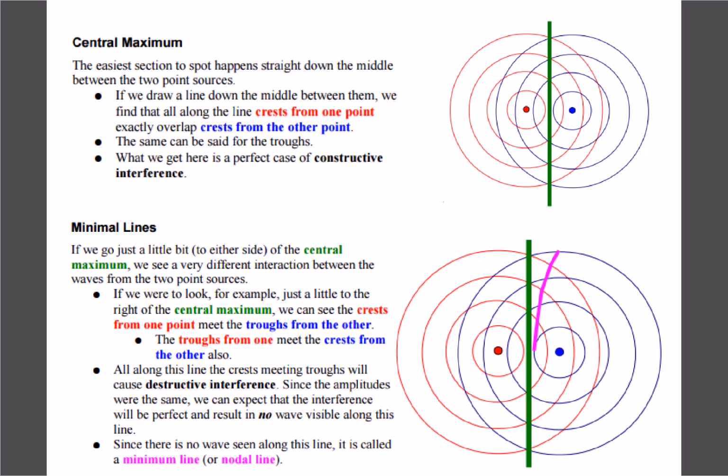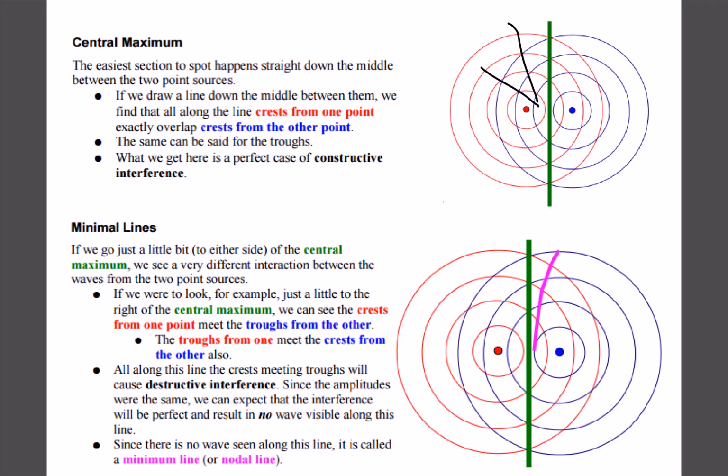Where they overlap the most, we call it maximums. So the center one is the maximum, and then as we get further and further out, because we have less overlap, these next ones would be smaller and smaller. So we call them the second maximum line or second nodal line, and so on, second, third, fourth.